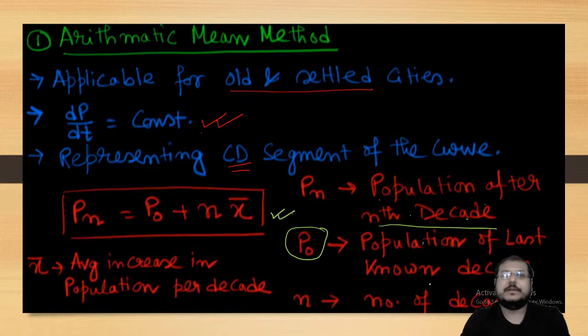And Pn is the population after nth decade, and P naught, you need to be careful about P naught. It is the population of the last known decade. And n is the number of decades.